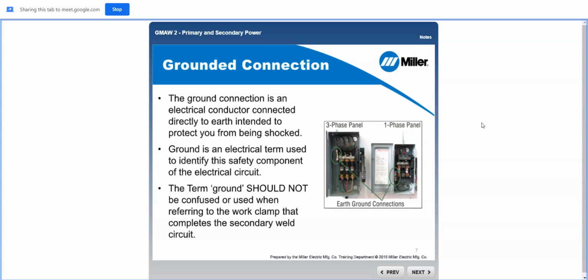The ground wire is a safety wire intended to transmit stray electricity to the earth, and this wire is usually green. Just as in single phase, the ground wire is a safety wire intended to transmit stray electricity to the earth, and this wire is usually green.